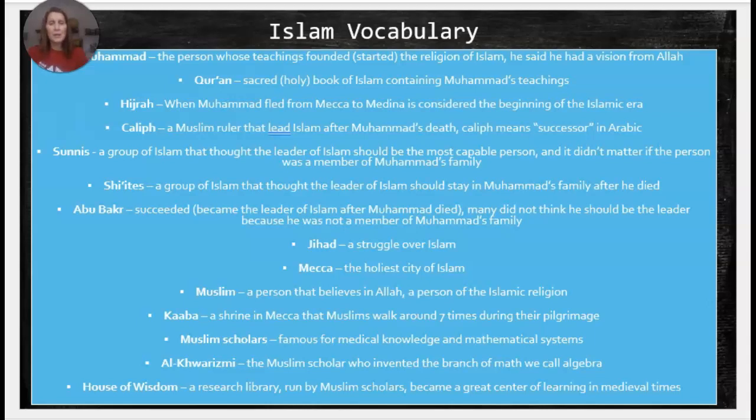Muslim scholars are famous for medical knowledge and mathematical systems. Al-Khwarizmi, the Muslim scholar who invented the branch of math we call algebra. And then House of Wisdom is a research library run by Muslim scholars, and it became a great center of learning in medieval times.